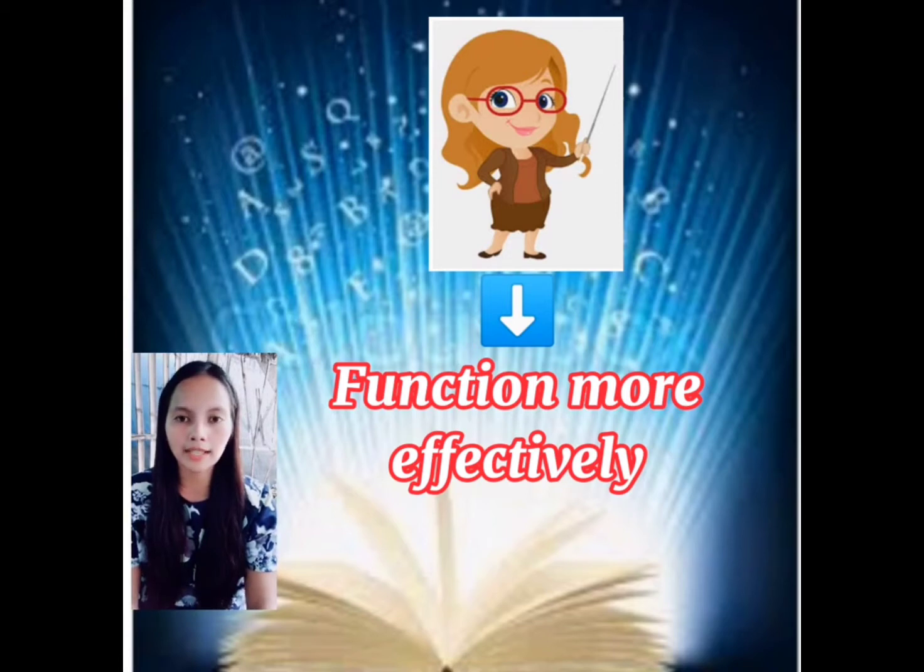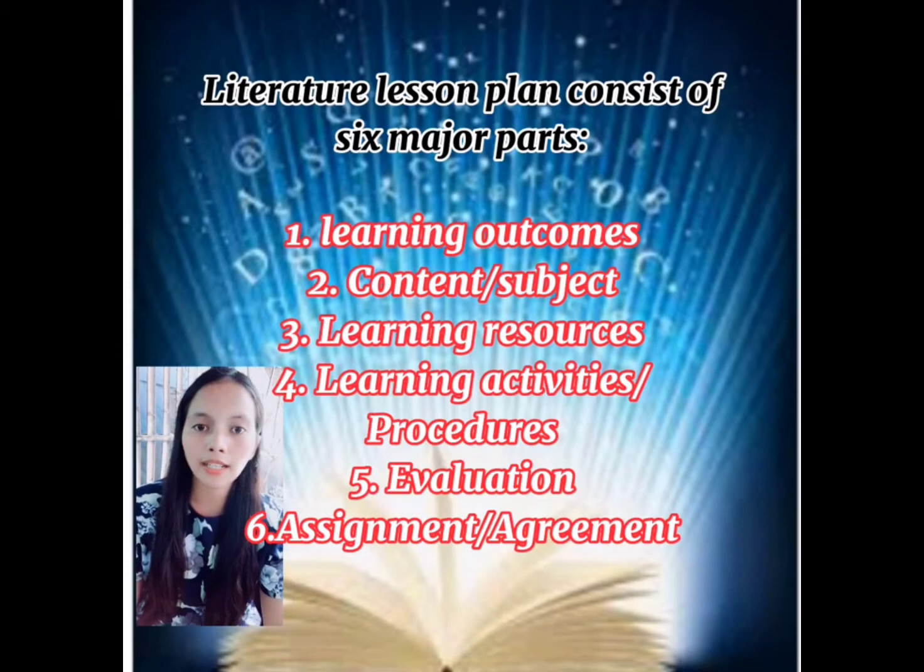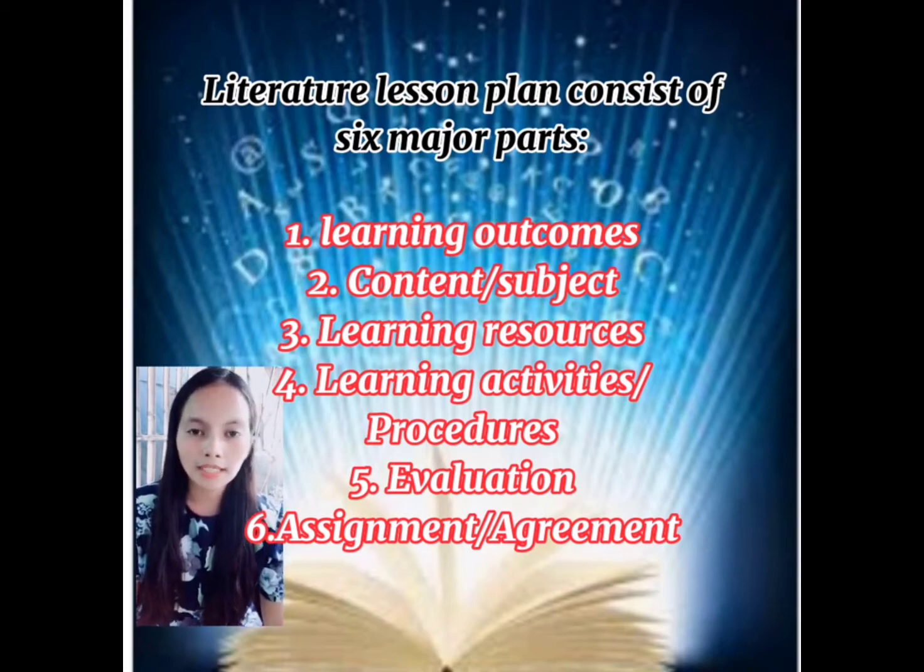A literature lesson plan contains 6 major parts, and these are the learning outcomes, content subject, learning resources, learning activities and procedures, evaluation, assignment, and agreement.